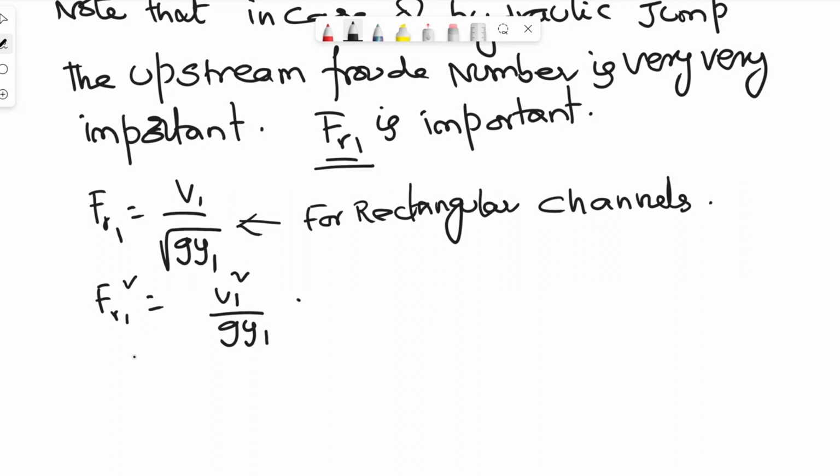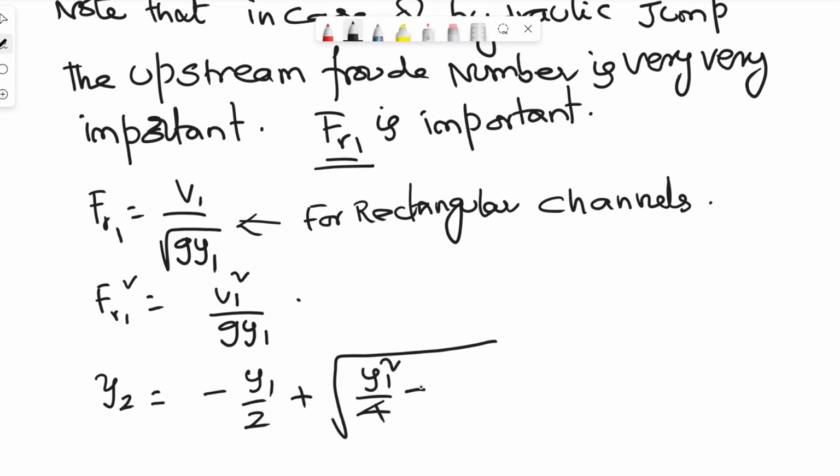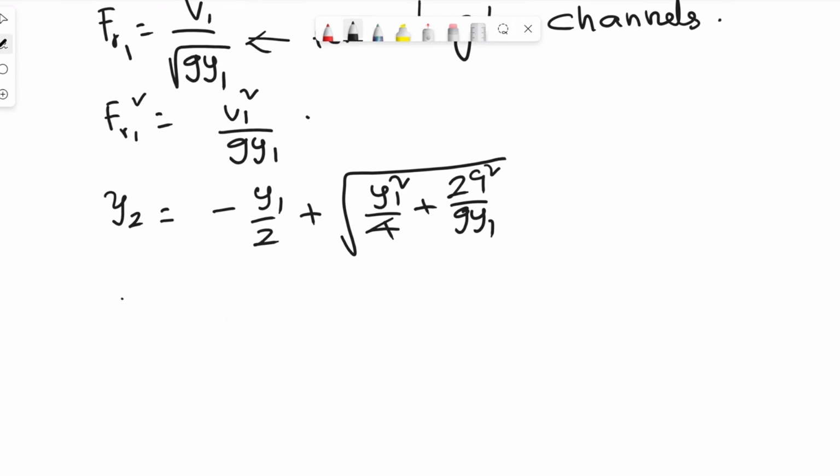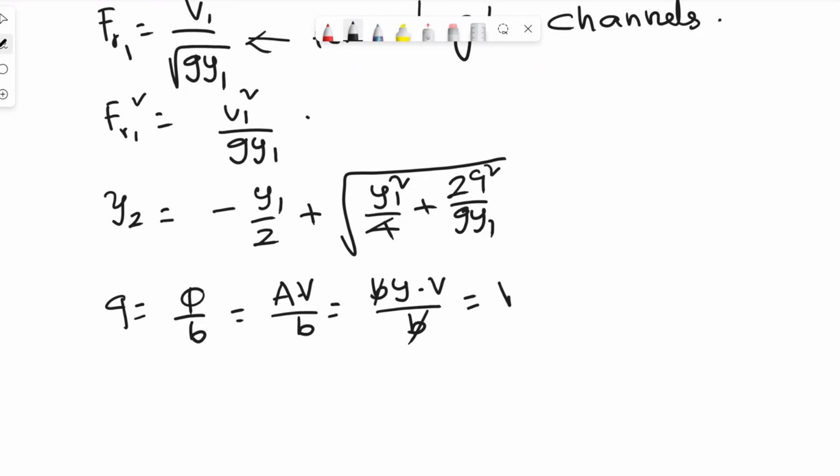Now take any one equation, for example y2 is equal to minus y1 by 2 plus square root of y1 square by 4 plus 2q square by gy1. If I take that, then what is q? q is Q by B. What is Q? Area into velocity. Area means B into y, multiplied by V, divided by B. B will cancel, so it is Vy. Therefore we can write q is equal to V1 y1 or V2 y2. This is the first thing you should note.